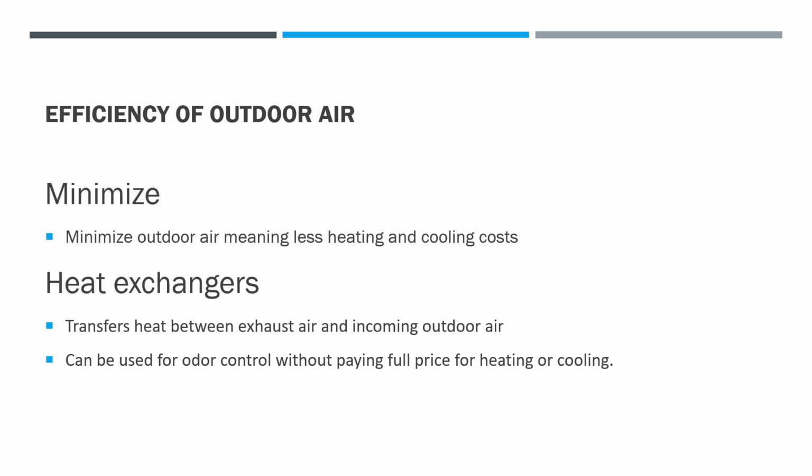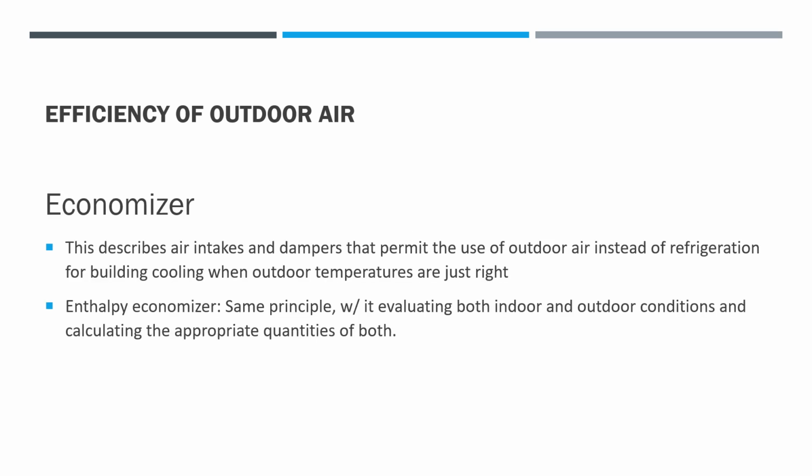Heat exchangers transfer heat between exhaust air and incoming outdoor air. They can be used for odor control, which is good, without paying full price. Economizers are great. They describe air intake and dampers that permit the use of outdoor air instead of refrigeration, for building cooling when outdoor temperatures are just right. And the enthalpy economizer, which I thought was pretty cool, actually calculates both outdoor and indoor conditions and determines what the best economic efficient energy to use is.